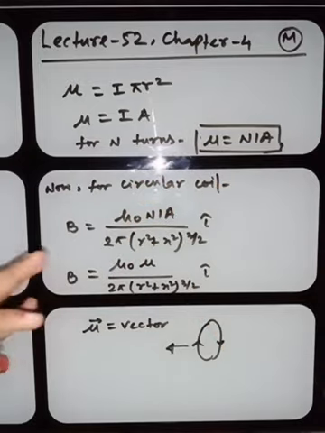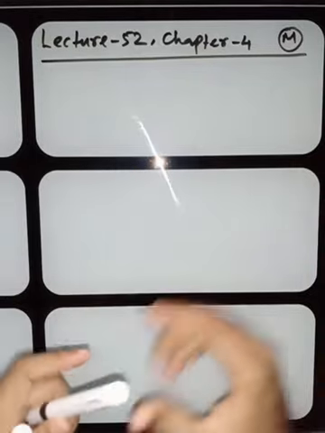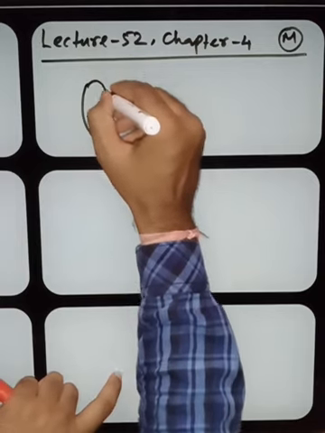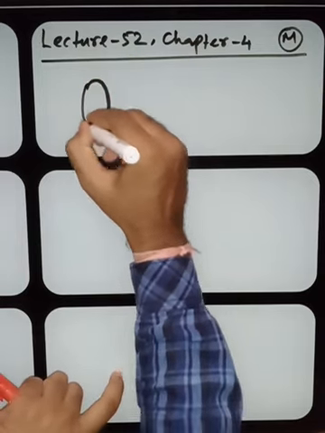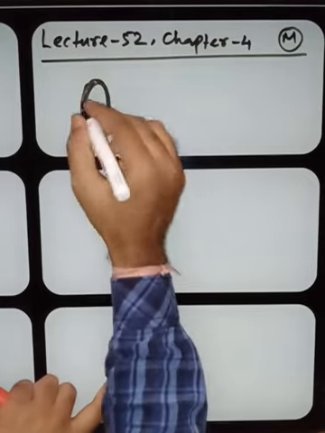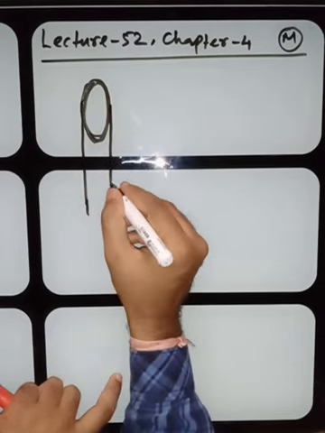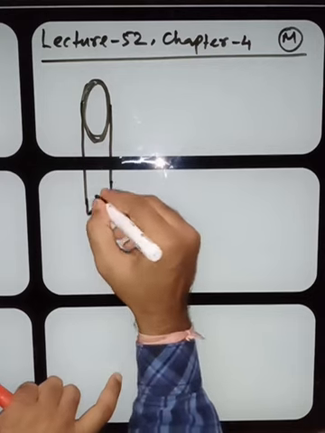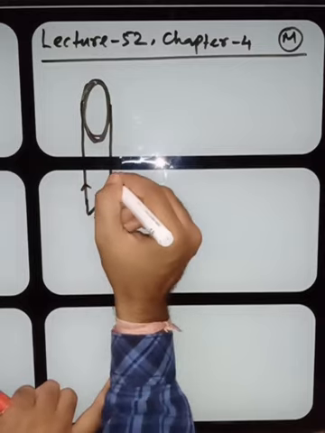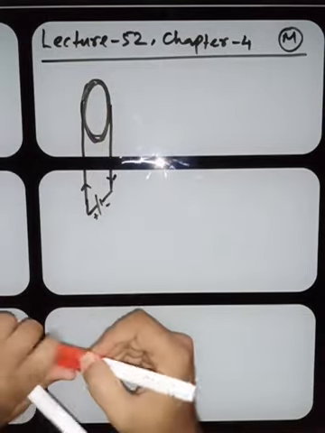Okay, one very simple question. My dear student, I am telling you a very simple question here. Suppose you have a coil like this one, and this coil is connected with a battery source. This is the plus terminal, minus terminal. So the current is moving this way, from this to this. This is your axis.